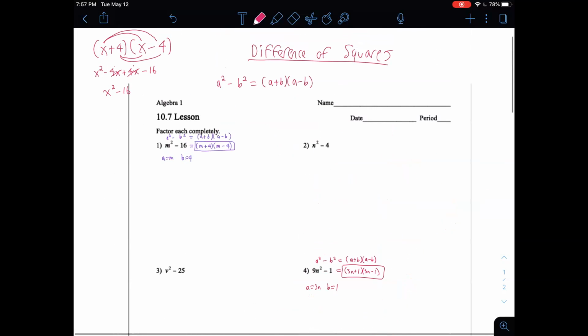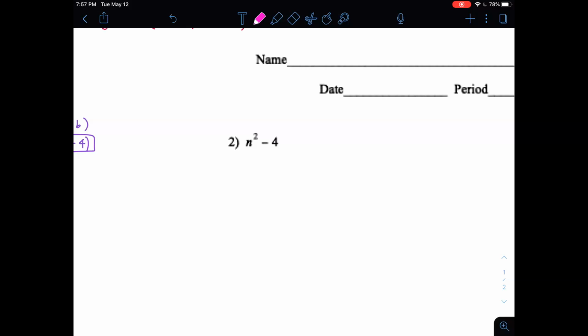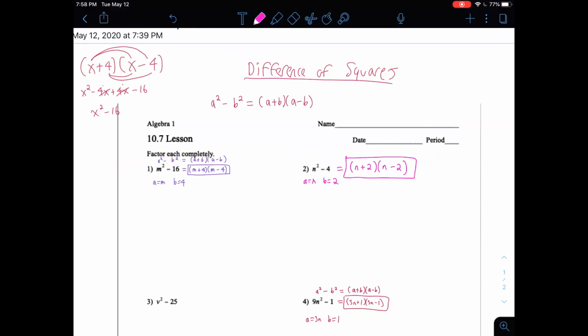Cool. Let's do number 1. So, I'm not going to write out the pattern anymore. Hopefully you guys see the pattern. Let's go ahead and just do this. We'll still write out what a and b is. So, if a squared is n squared, a is going to equal what? It's going to equal n. And b is going to equal what? What's the square root of 4? 2. So this is going to factor to n plus 2 times n minus 2. All right, so square root of the first one, square root of the second one, put plus or minus between them. That's your final answer.